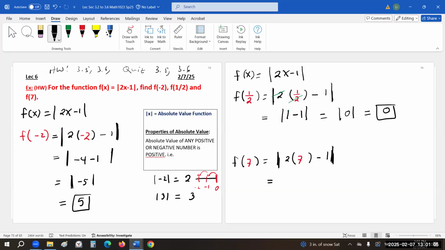The other one is the easiest one. 2 times 7 is 14. And what is 14 minus 1? 13. And then absolute value of 13 is 13. You actually have to keep writing the absolute value until the last step. Okay? Don't just take it out here and tell me the answer is 13. It's wrong. In the exam, you should keep it. Otherwise, how do you know which one is the last answer?